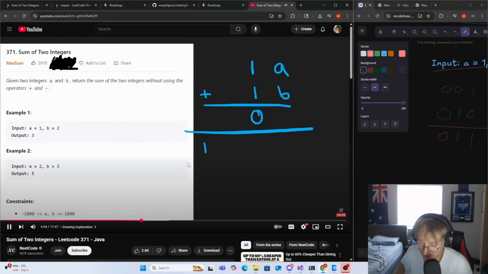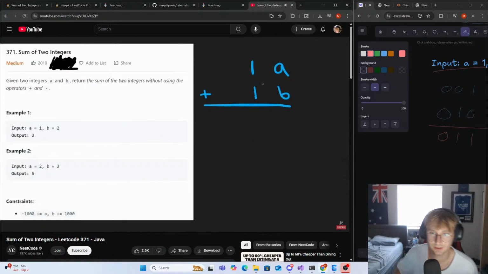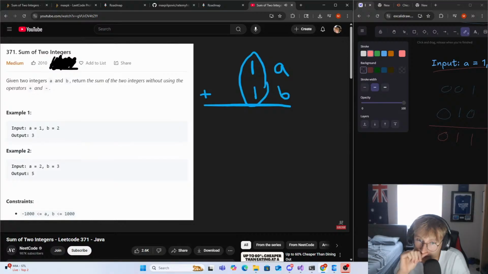I just think that actually, when we're doing these logic operators, we don't have to do them one by one. We can do them on the entirety of A and B that we're given.